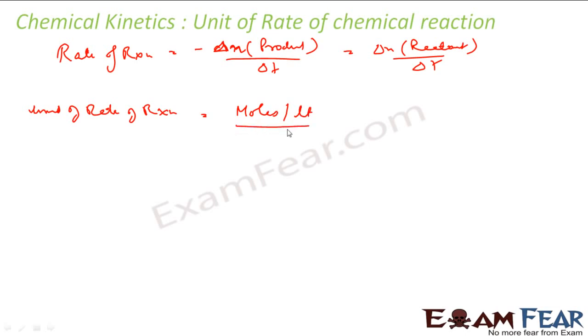And delta t is a time. Time can be in second, minutes or hour. Generally we use second. It can be minutes also, it can be hours also. And this is for the liquid state. In the liquid state we have moles per liter. So the unit of rate of reaction for the liquid state will be moles per liter per second. That will be the unit of rate of reaction for the liquid state.